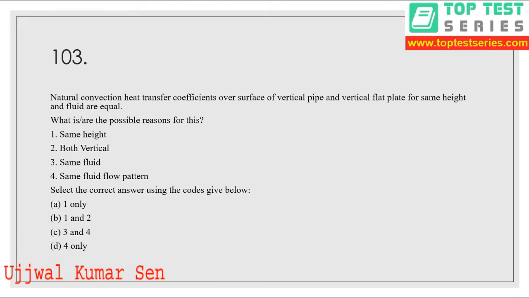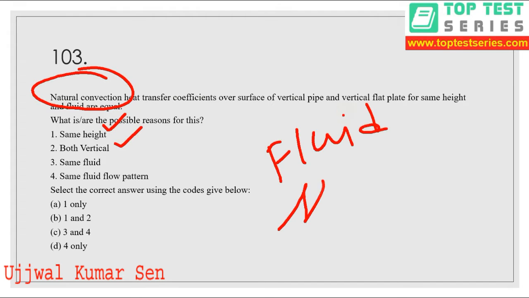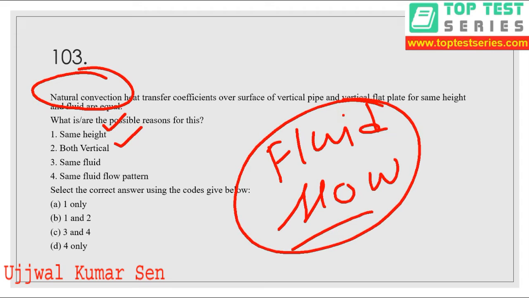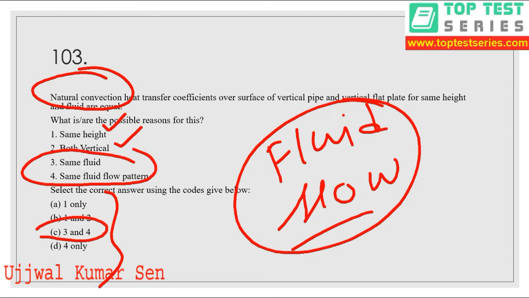So my dear, let me share the answer for this question. It is talking about natural convection, right? It does not depend on the same height. It does not depend on both being vertical. It is dependent on the fluid and the flow pattern of the fluid, because it is talking about natural convection. Therefore options 3 and 4 are correct. So which option is correct according to us? That is option C, according to me.